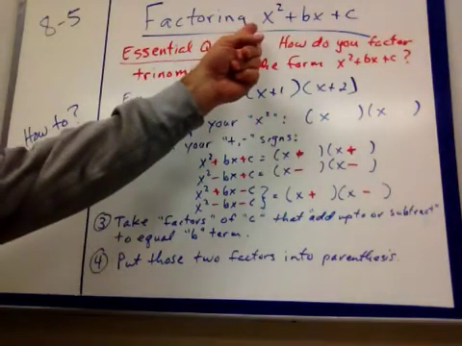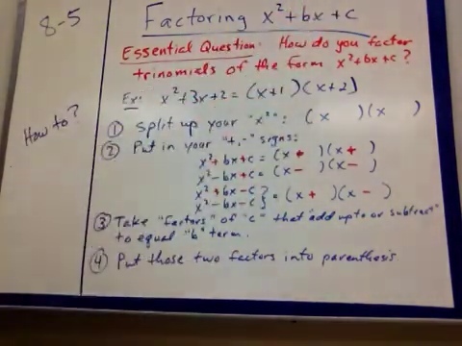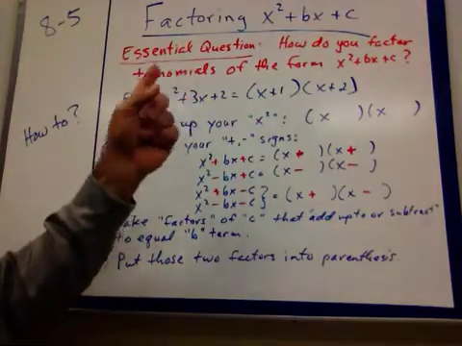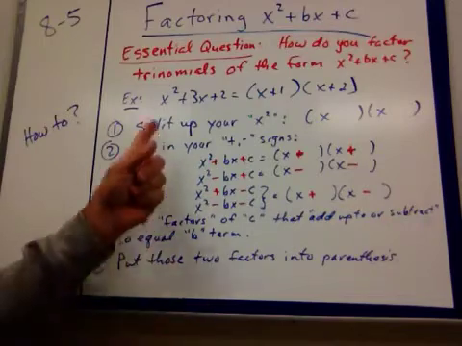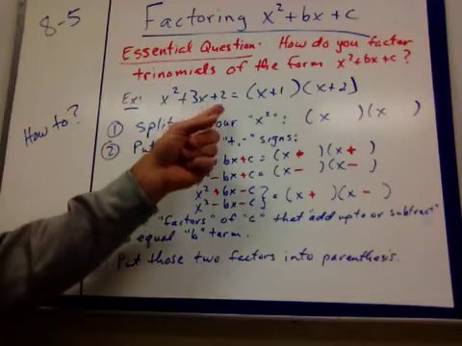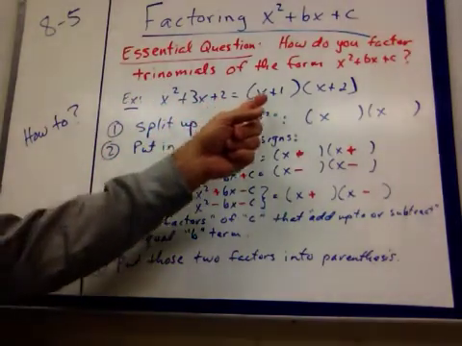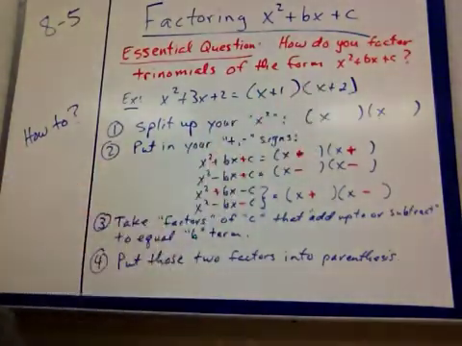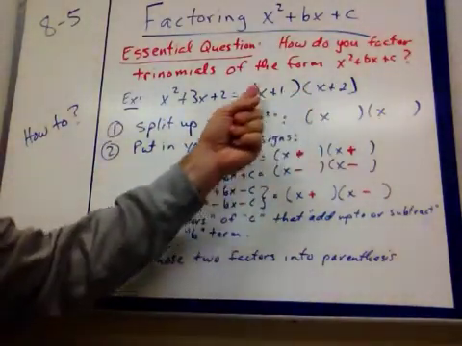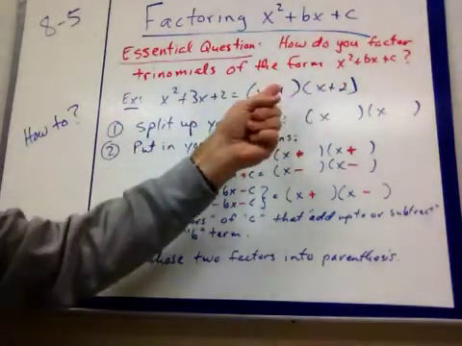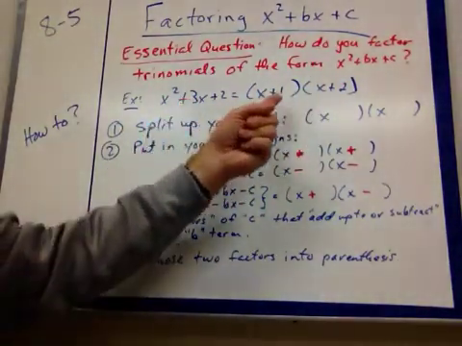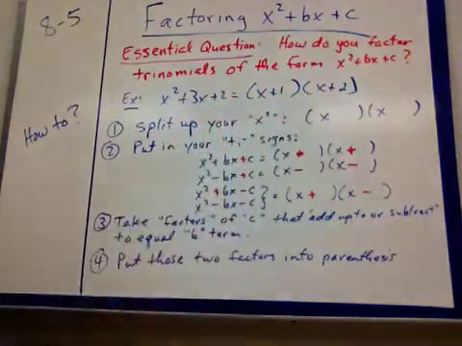Today we're going to start with factoring x squared plus bx plus c. Our essential question is, how do you factor those trinomials? Here's an example: x squared plus 3x plus 2 equals x plus 1 times x plus 2. If you were to FOIL this, there's your x squared, first terms. Outer and inner, 2x plus 1x, there's your 3x. And the last terms, 1 times 2 is 2.